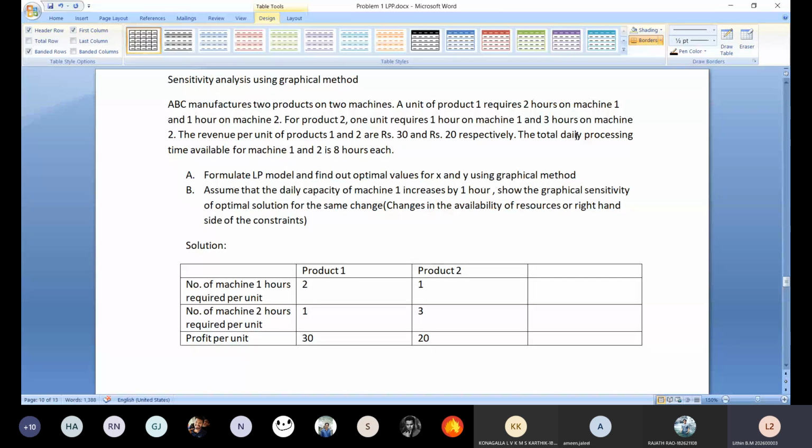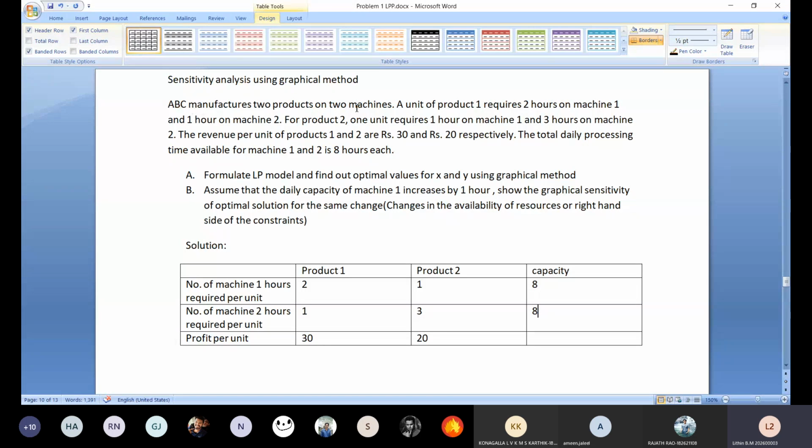Then the total daily processing time available for machine 1 and machine 2 are 8 hours each. See here in this particular column, we have the number of machine hours required per unit. So the maximum availability of time from machine 1 is just 8 hours. So the capacity of machine 1 is 8 hours and machine 2 is 8 hours. So this is how we have to get the table done. I would explain it again.